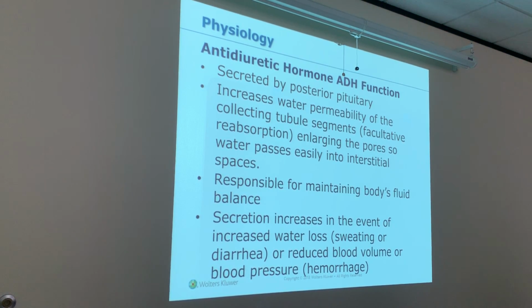So what happens is the posterior pituitary gland puts out a hormone. That hormone is considered an antidiuretic. What is a diuretic? Makes you pee. So an antidiuretic, no pee. It keeps that water from completely going straight through you. And that is called the ADH hormone.